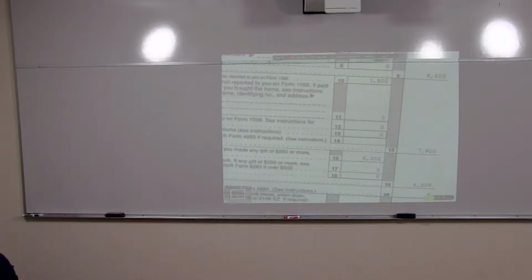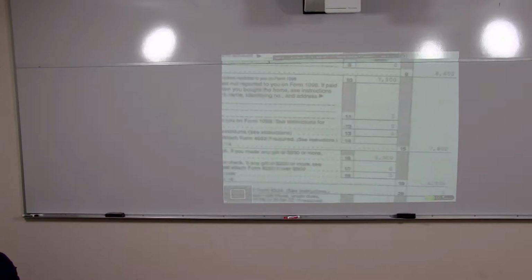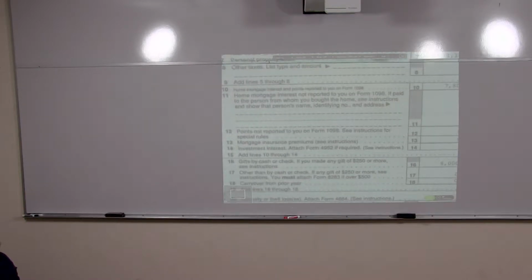So if we look at her charitable contributions, it says that she has $4,500 to First Presbyterian Church and $1,500 to the American Red Cross, which is $6,000 total of charitable contributions, which will be entered in line 16, gifts by cash or check.